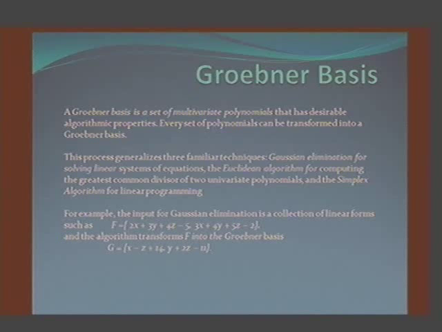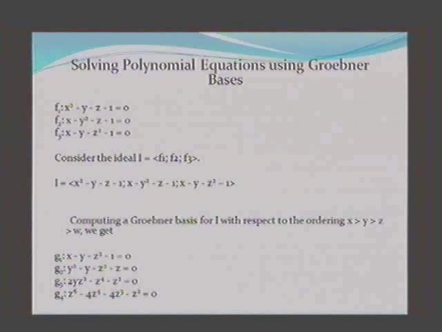And the interesting property is that even if we change the basis, the solution set of both these equation sets remains the same. Now let's actually solve one polynomial using the Groebner basis. Let's consider there are three equations, f1, f2 and f3. Consider I as the ideal of the set of equations f1, f2 and f3.